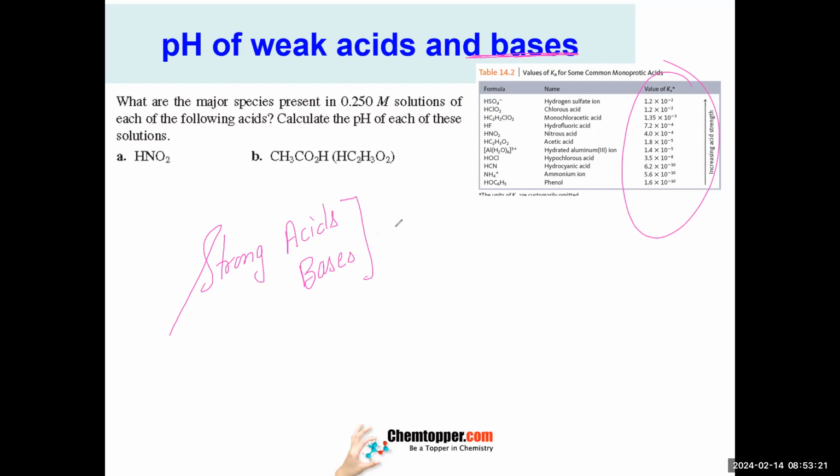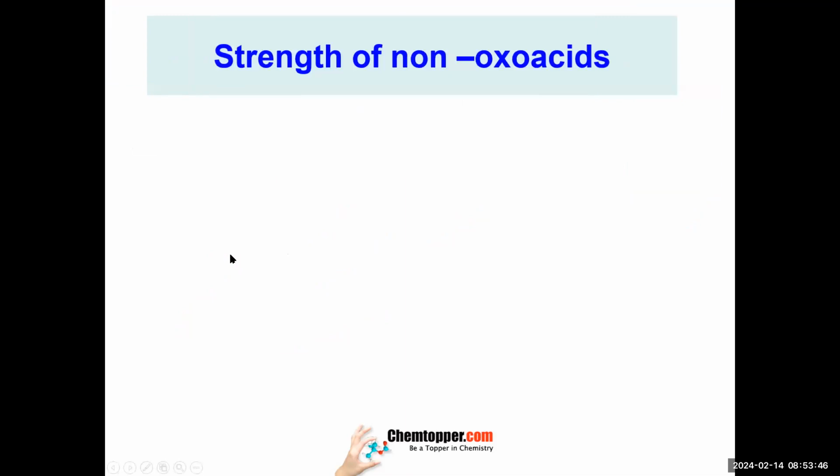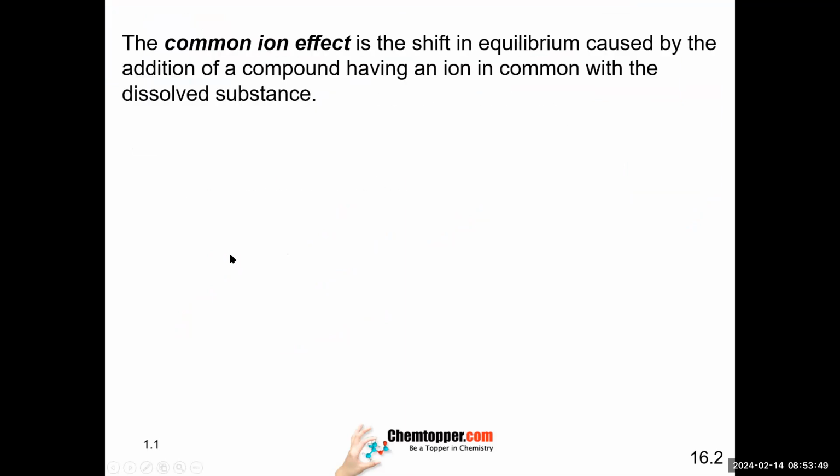Because they are, yes, please. Yes, Aditi, very good. 100% dissociated. There is hardly any undissociated form. So no equilibrium, single arrow, right? So when I say I want to learn the common ion effect on the system, then it means I'm going to deal only with weak acids and weak bases. Will not take any example of strong acids or strong bases.